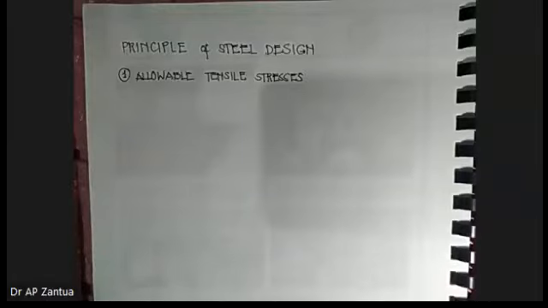So the number one actually is about allowable tensile stresses. There are two major types of stresses when we are talking about strength of material. We already know about compression and tension. So under tension, that is what we call tensile stress. So, allowable tension: how much is allowed before it breaks down?